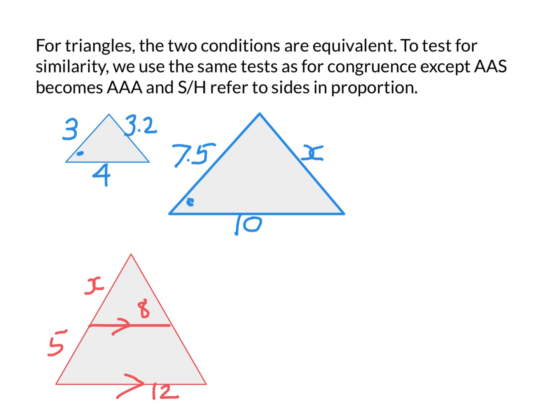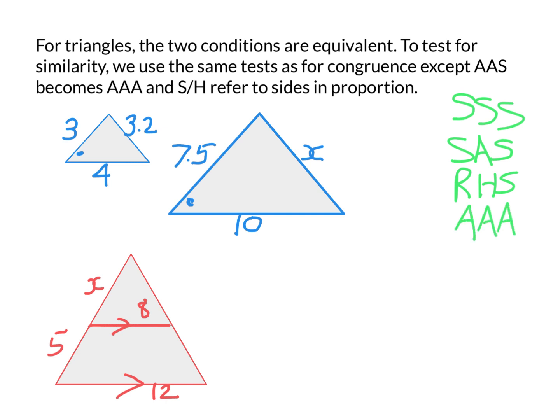When looking to determine whether or not two triangles are similar, again, we don't need to check every pair of sides and every pair of angles. We use tests. Now, the tests for similarity are very similar to those used for congruence. The only difference is AAS is replaced by AAA. And now, S doesn't mean a pair of equal sides, it means a pair of sides in proportion. Similarly for H, it means the hypotenuses are in proportion, not necessarily equal.